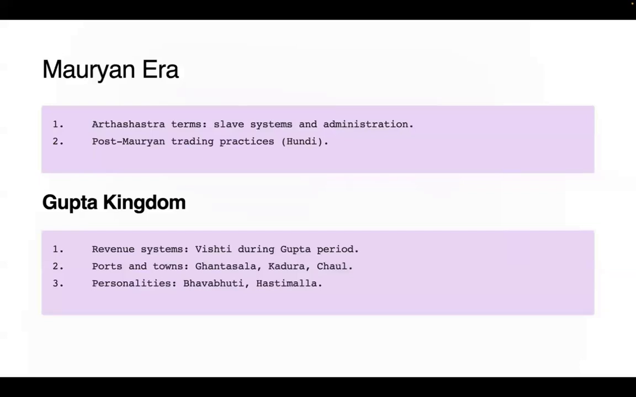Post-Mauryan trading practices like hundi, etc. This is again given in NCERT, not the old, the new NCERT, the thin one. It is given in that.